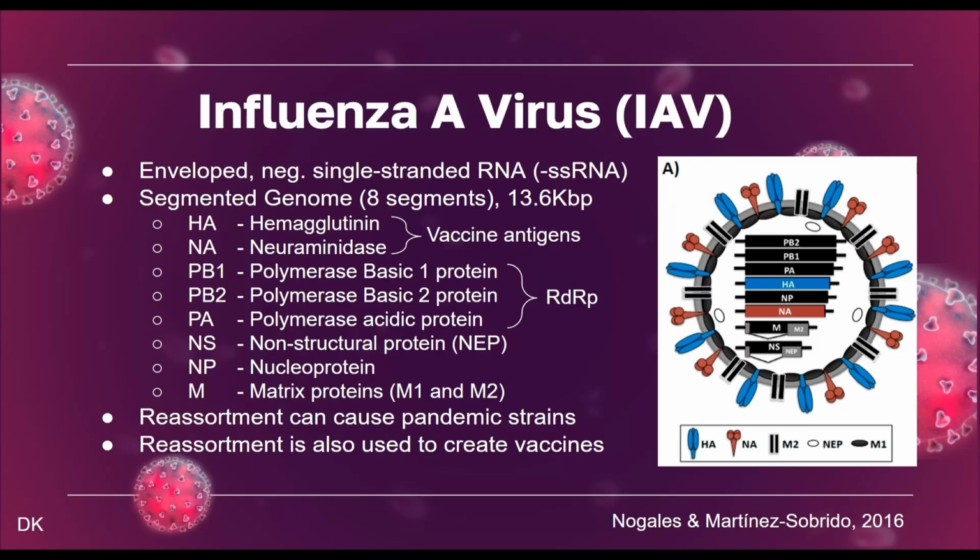Now, as many of you know, reassortment can cause pandemic strains, which occurs when 2 different strains of influenza affect the same cell. You can get a mixing of the different genomic segments. But as we'll talk about shortly, reassortment is also used to create vaccines.